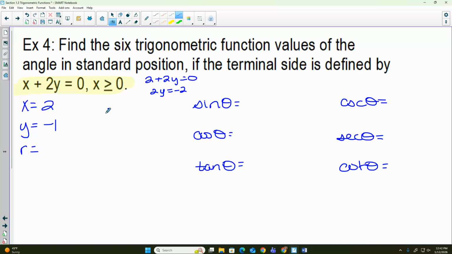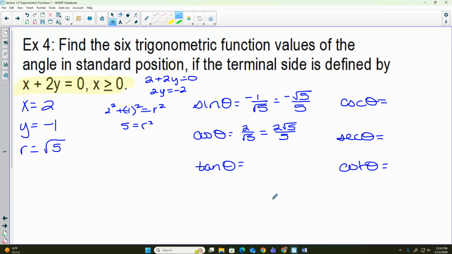Then if you do x squared plus y squared equals r squared, r is the square root of 5. So sine, y over r, negative 1 over the square root of 5, multiply by square root of 5 on top and bottom, so you get negative radical 5 over 5. No matter what you picked for your x, y, and r, even if you had different numbers, it should reduce to the same thing. Cosine, x over r, so 2 over the square root of 5, multiply by radical 5, so we get 2 radical 5 over 5. Tangent, y over x, so negative 1/2.